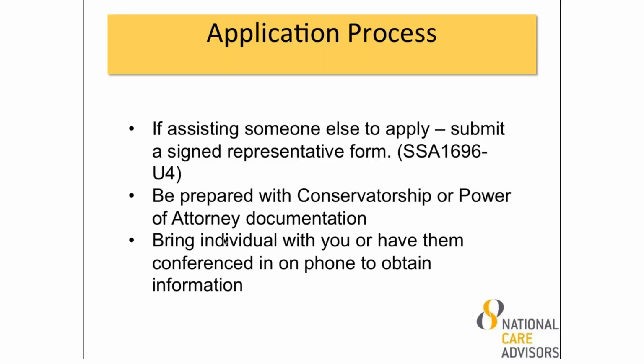If the individual you're assisting to apply for SSI benefit is under a conservatorship protection or you're using power of attorney documentation, make sure you have that documentation available to submit. And if you're having any trouble getting information or if the Social Security folks won't talk to you, we always say bring the individual with you or have them conferenced in on the phone to obtain the information that you need in order to help them clarify or obtain benefits. They will talk to you if that other individual is on the phone.